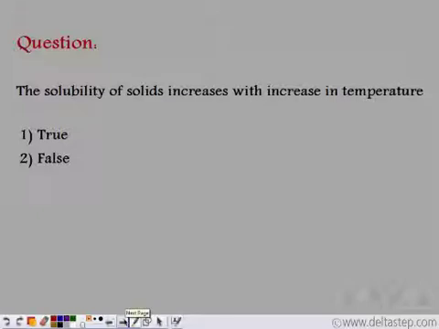So the solubility of solids increases with the increase in temperature. Is it true or false? We know that the solubility of solids increases with the increase in temperature. This is because as we increase the temperature, the intermolecular spaces between the solvent particles increase, and so more solute particles can be dissolved. So with the increase in temperature, the solubility of the solid particles or the solute particles increases.